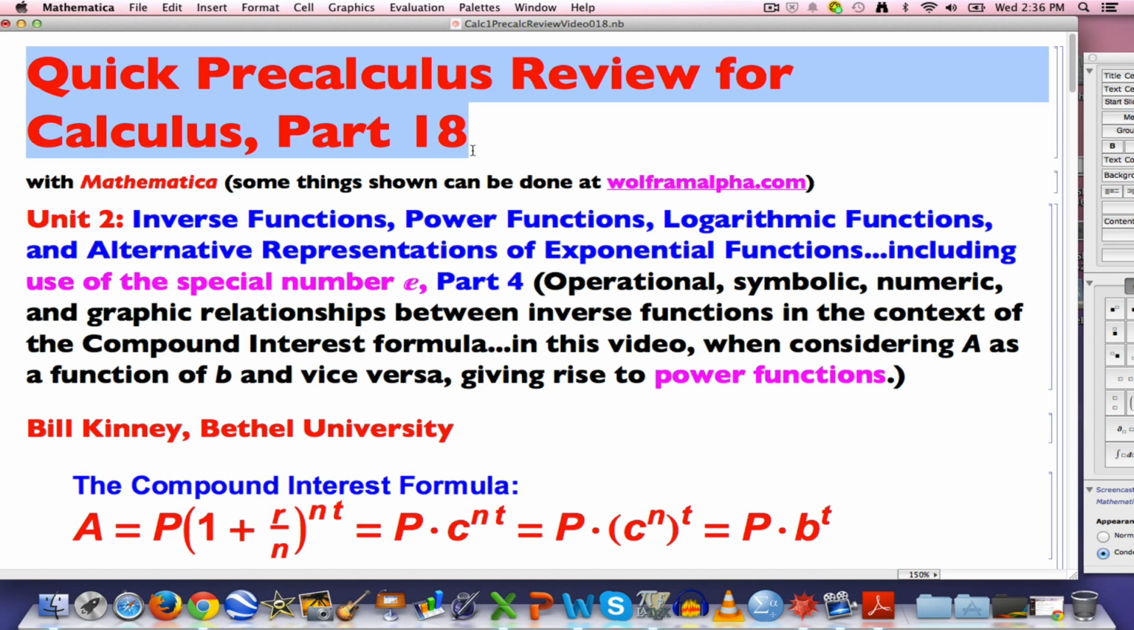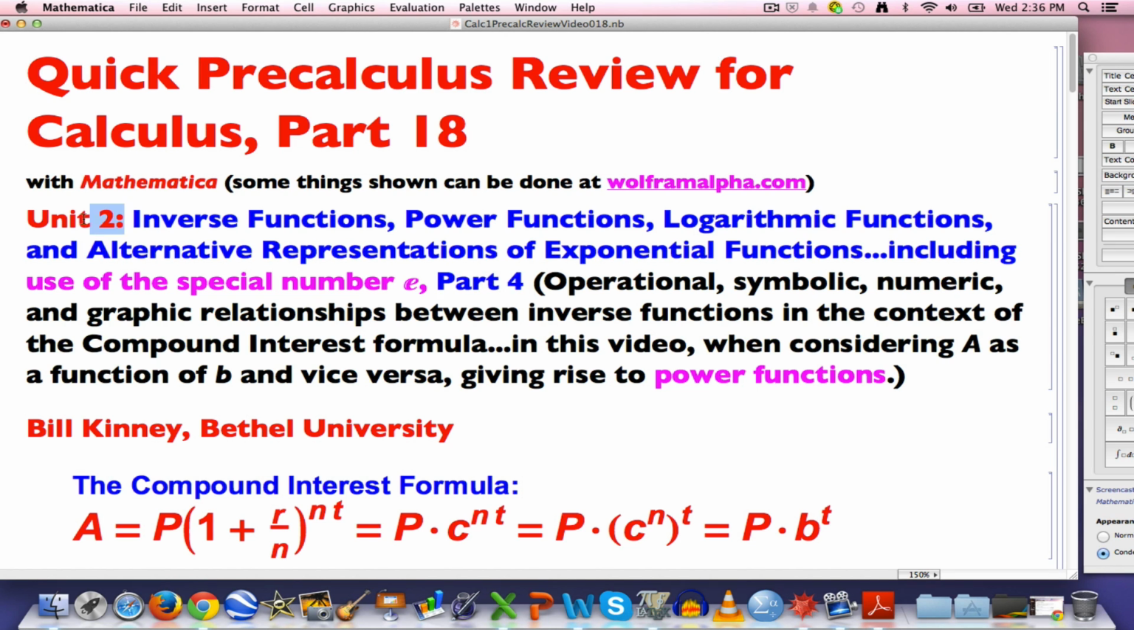Welcome to Part 18 of Quick Precalculus Review for Calculus. It's also Part 4 of Unit 2 with a very long-winded name: Inverse Functions, Power Functions, Logarithmic Functions, and Alternative Representations of Exponential Functions, including use of the special number e. Yes, it's long-winded, but it holds together in the context of the compound interest formula, which is what we're thinking about here. Alright, I'm going to go very fast in this video, this Part 18.